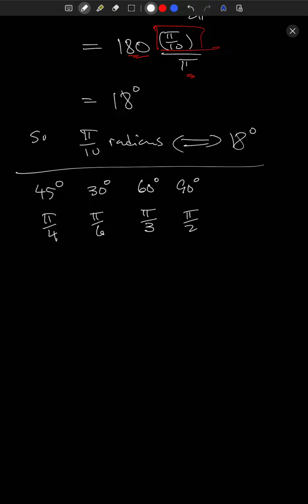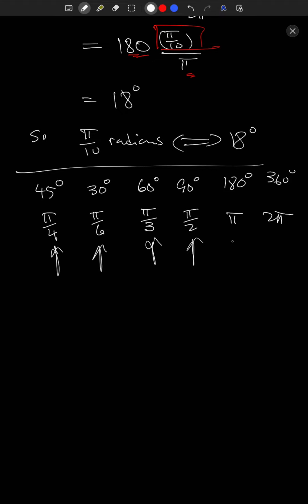But probably you don't need to sit down and memorize these, because we're going to be working with these specific measures, 45, 30, 60, 90, so much that hopefully you'll automatically commit to memory the pi over 4, pi over 6, pi over 3, pi over 2, and so on. 180 degrees is pi, 360 degrees is 2 pi. So those are a few of the important ones. Maybe let's stick in 270 degrees. That's going to be 3 pi over 2.